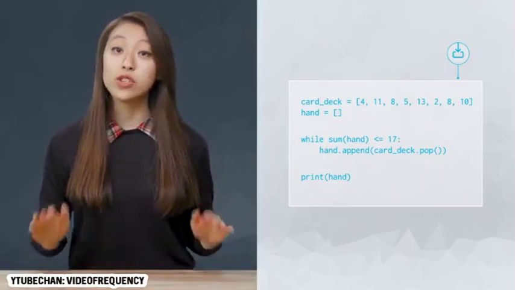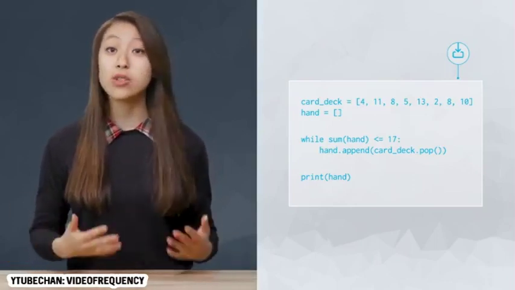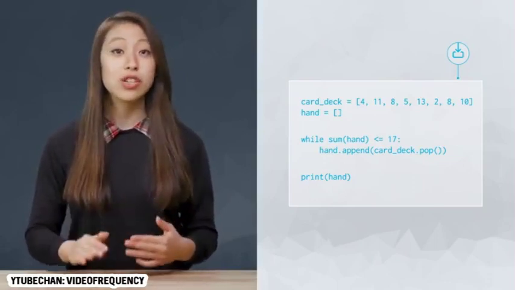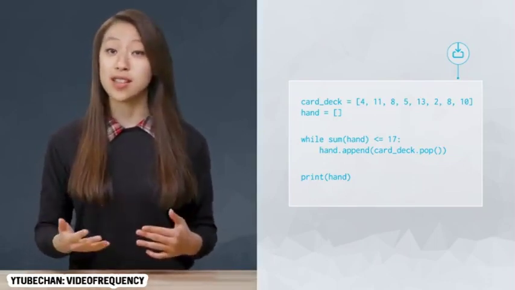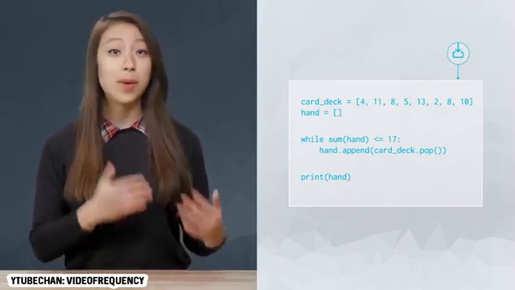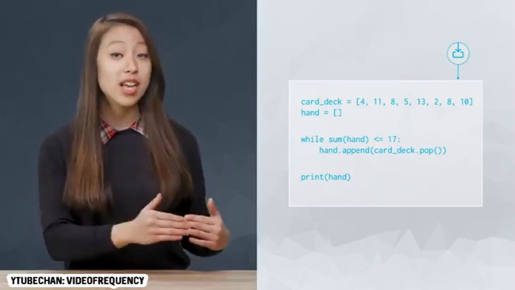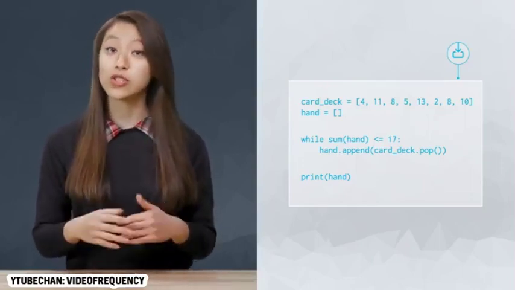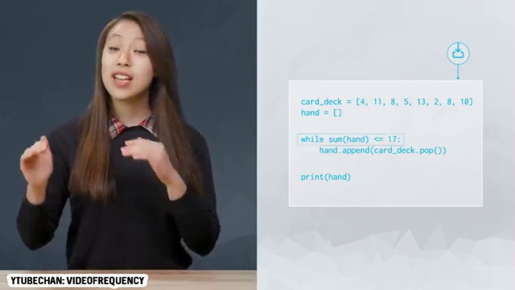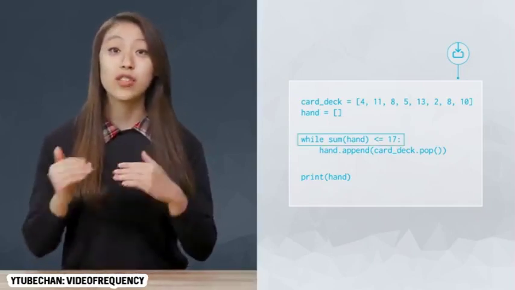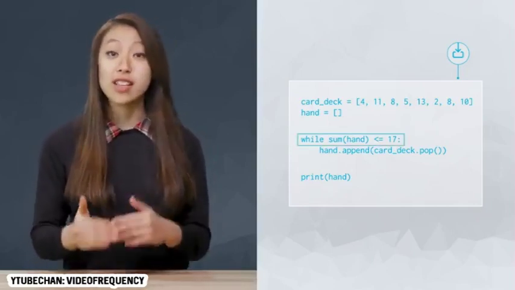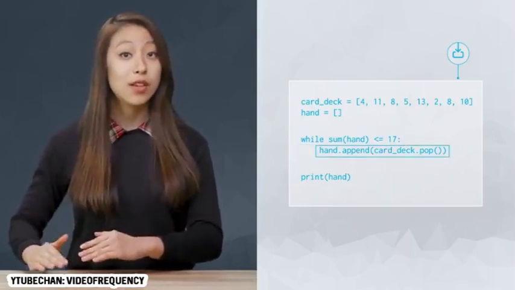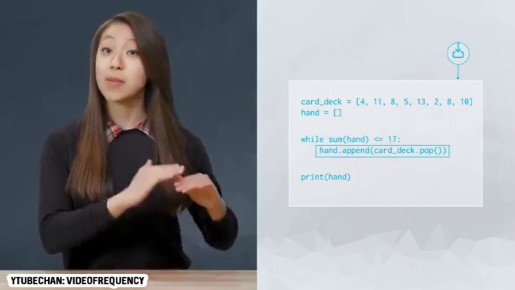This example features a new function, sum, and a new list method, pop. Sum is pretty intuitive. It returns the sum of the elements in a list. Pop is the inverse of the append method. It removes the last element from a list and returns it. You can read more about this in the official documentation. In this line, we are computing the sum of the list hand and checking if that is less than or equal to 17. In this line, we are popping the last element from the card deck and appending that to the hand list.